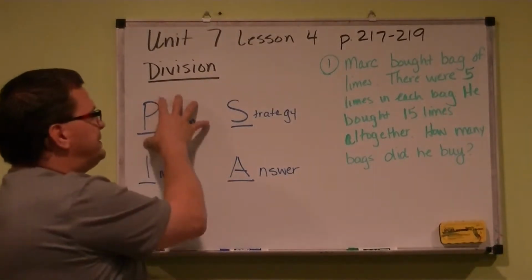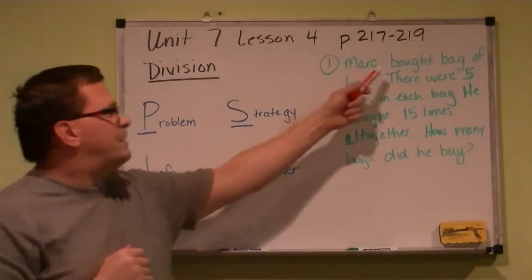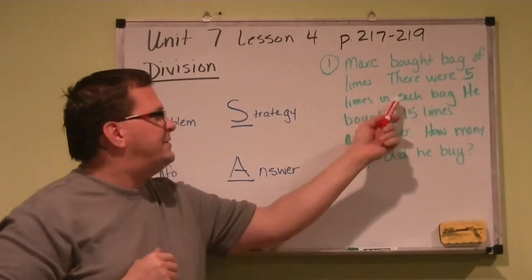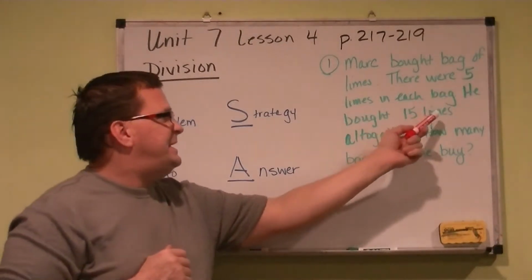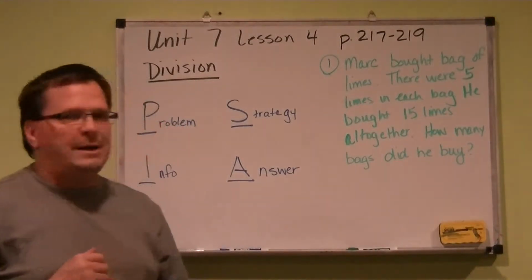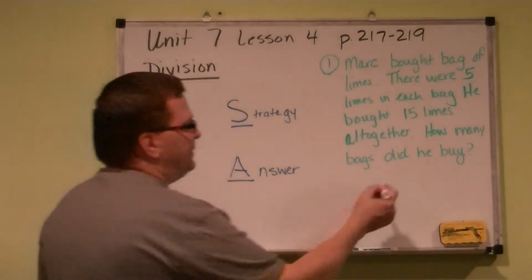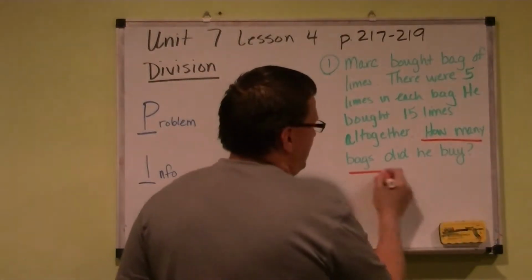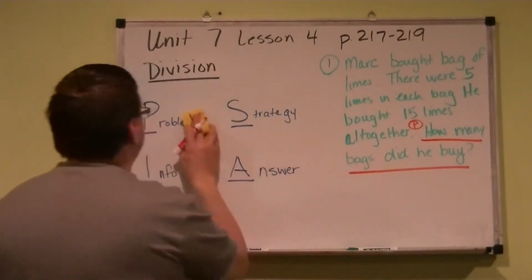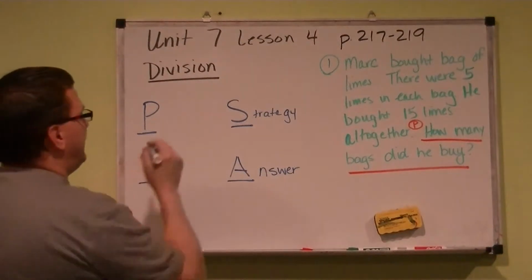Remember, problem first. So where is the problem in this question? Well, Mark bought a bag of limes. There were 5 limes in each bag. He bought 15 limes altogether. How many bags did he buy? Well, where's the question mark? That's the problem. So that's our problem. Now we can take this away and say, how many bags did he buy?